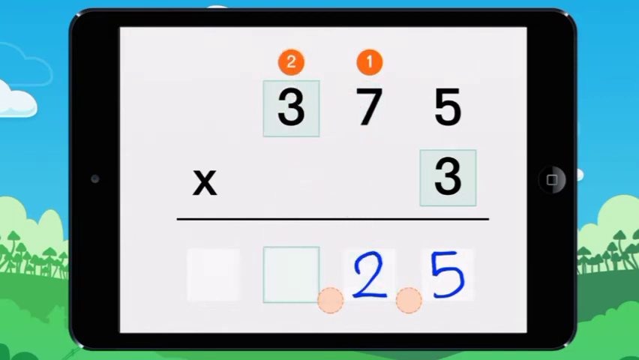3 times 3 equals 9. 9 plus 2 equals 11. I write 11. 375 times 3 equals 1125.